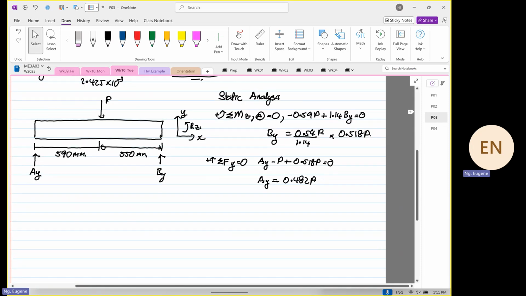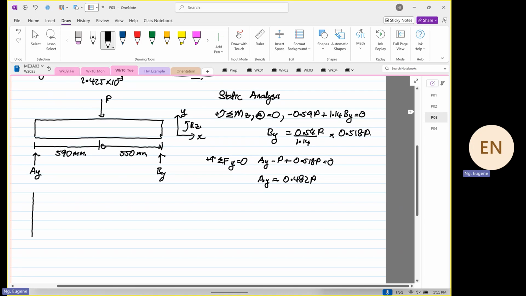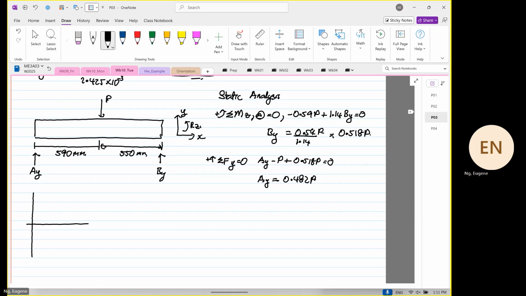Now if we were to sketch our shear force diagram, it looks like this. This is our V, and this is our X. So we will have 0.482, and then it comes down by 1 P. Then it goes horizontal and closes over here. So this is equal to 0.518 P.